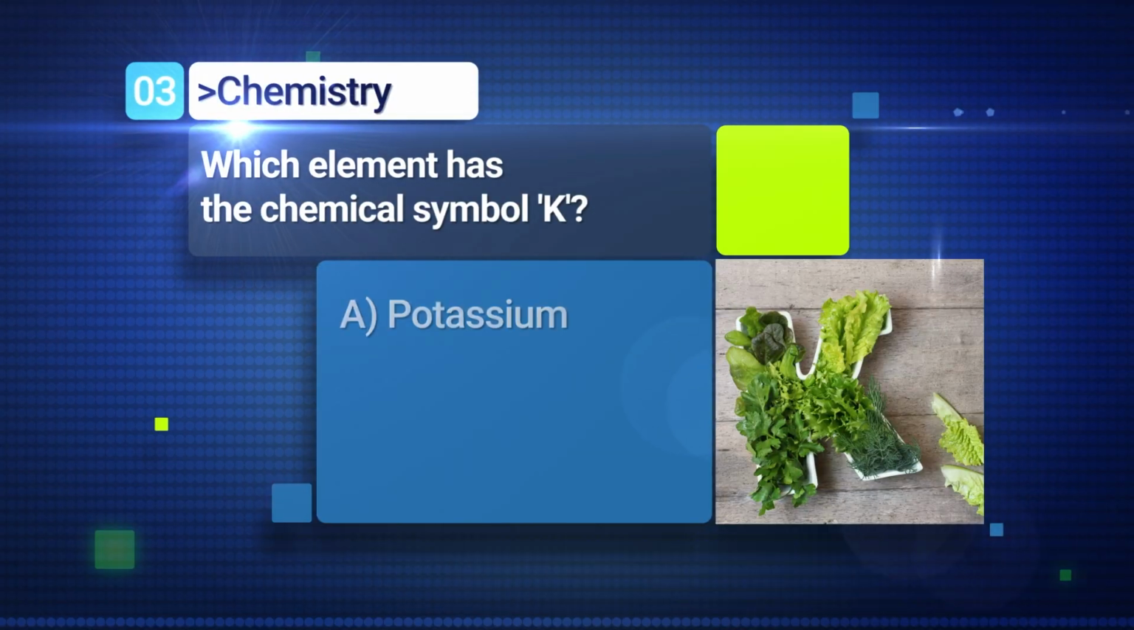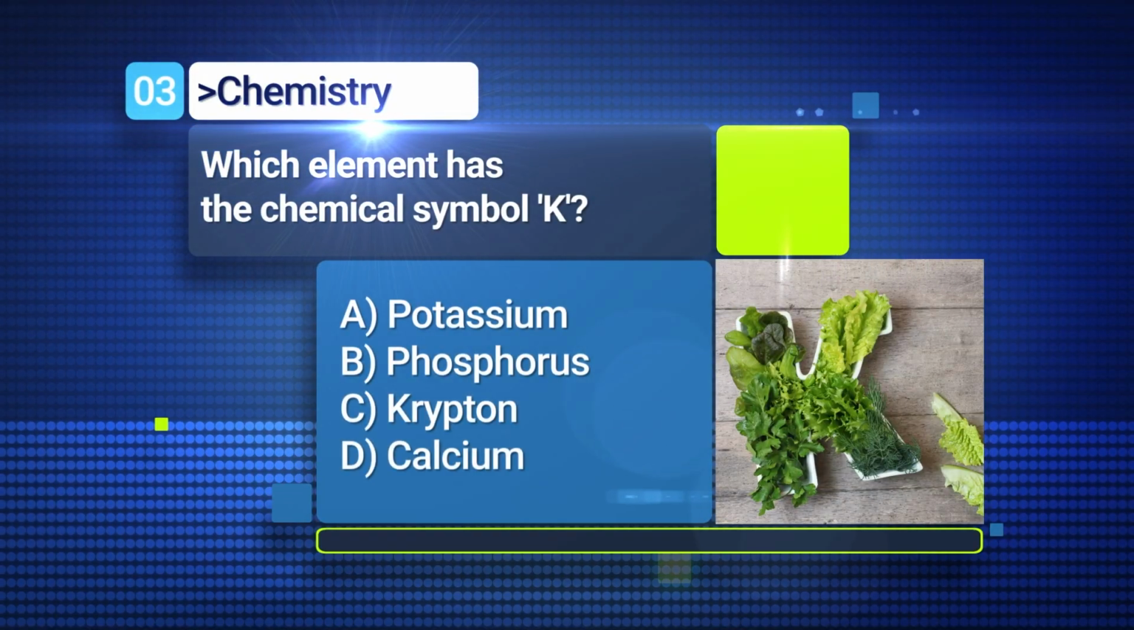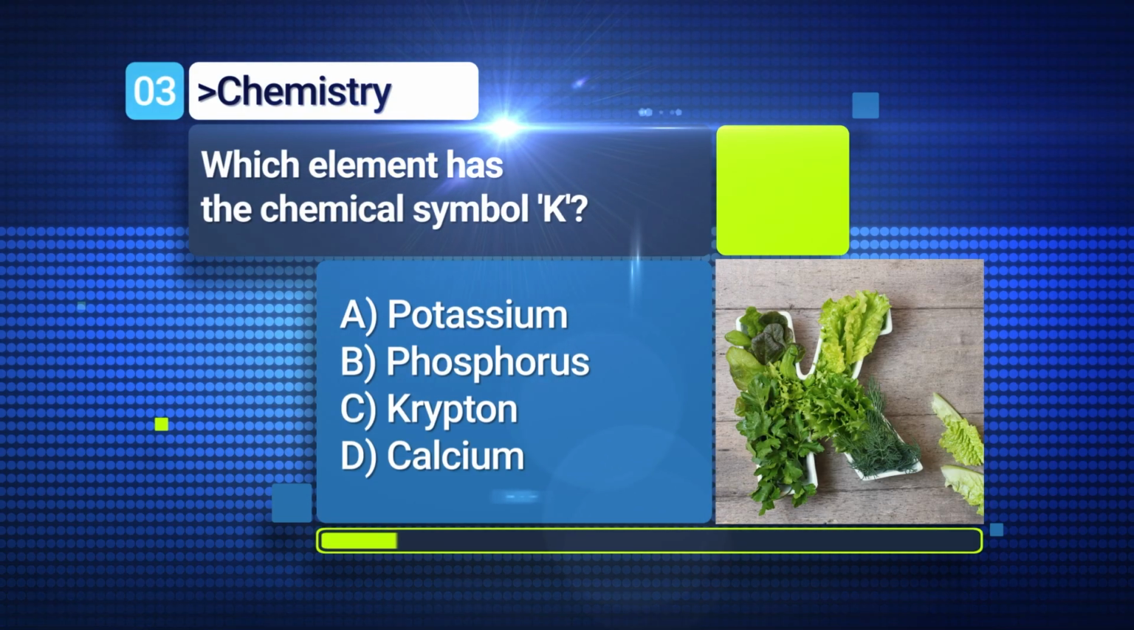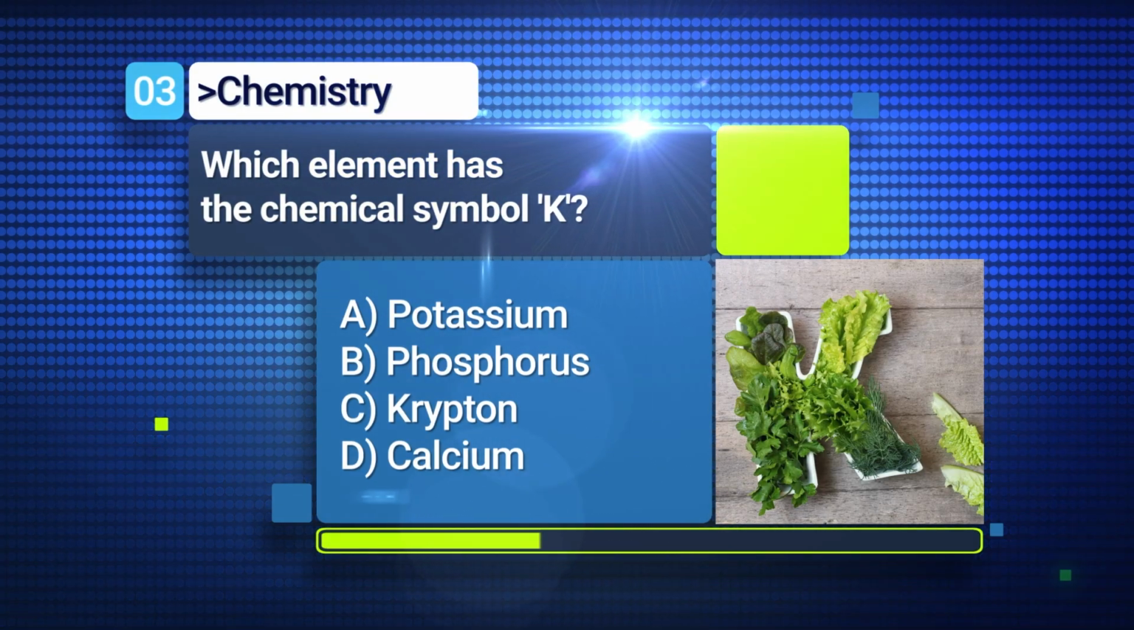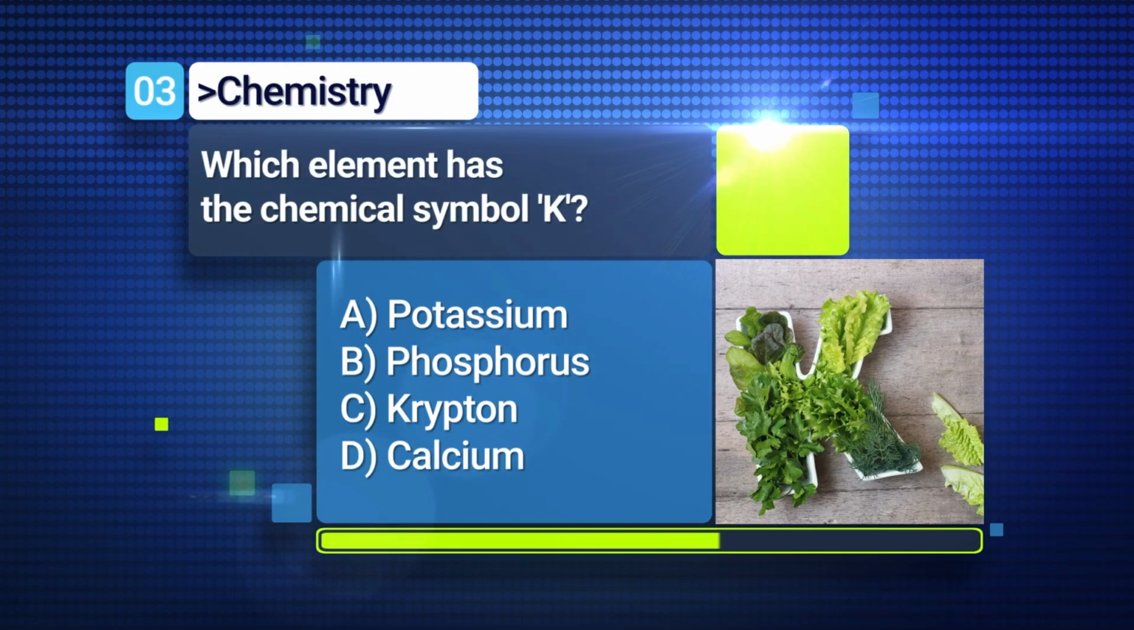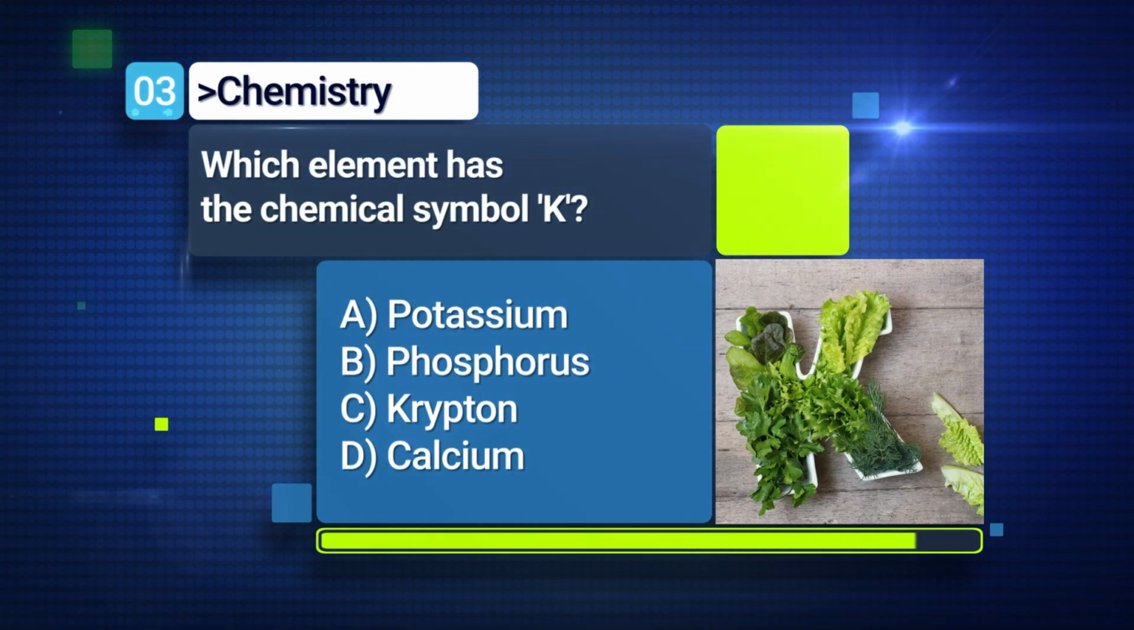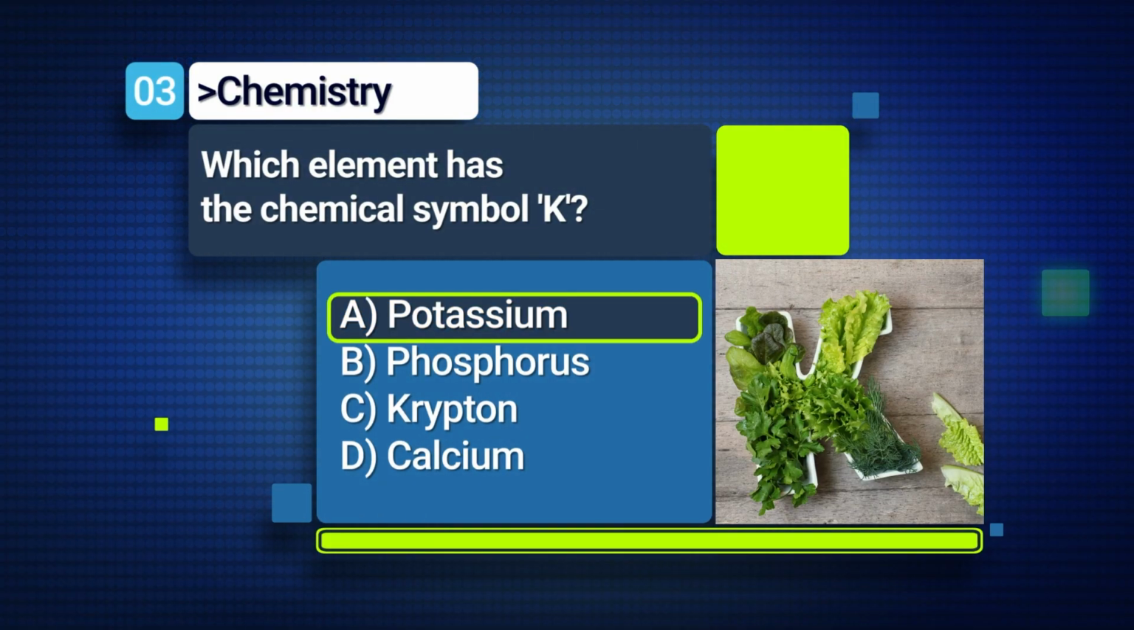Question 3. Which element has the chemical symbol K? A. Potassium. B. Phosphorus. C. Krypton. D. Calcium. Answer: A. Potassium.